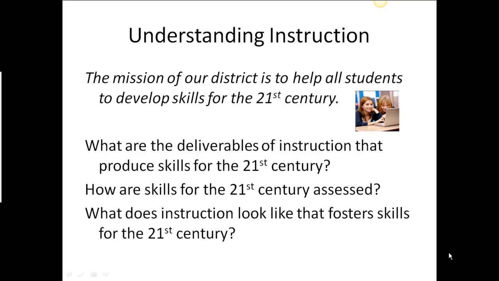Again, here's the other mission statement we looked at, the one about helping all students to develop skills for the 21st century. So again, mission can be really helpful in understanding instruction. Again, you can look at the deliverables, the assessment, and the actual instructional process. And what does that look like? If you're trying to foster the development of 21st century skills, then you should be able to say some things and have some answers to what you're observing here happening in your school, what you're fostering as an instructional leader, and what your faculty are excited about engaging in.